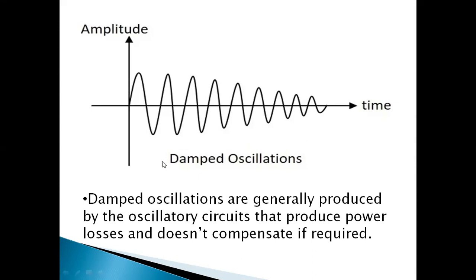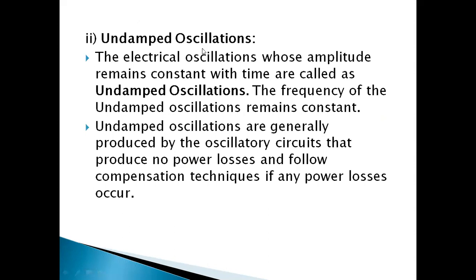So there are some power losses when we go for damped oscillations. Okay. So the next type of oscillations are undamped oscillations. Undamped oscillations are oscillations whose amplitude remains constant. The oscillations whose amplitude remains constant with time are called undamped oscillations.